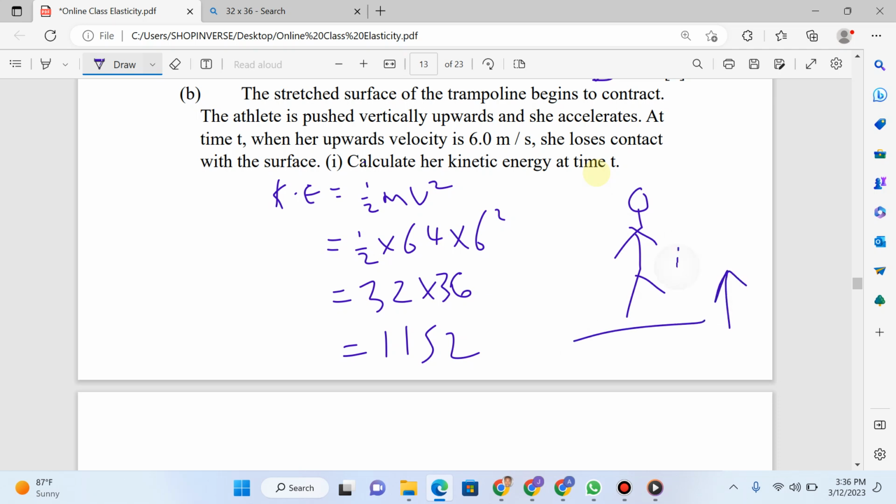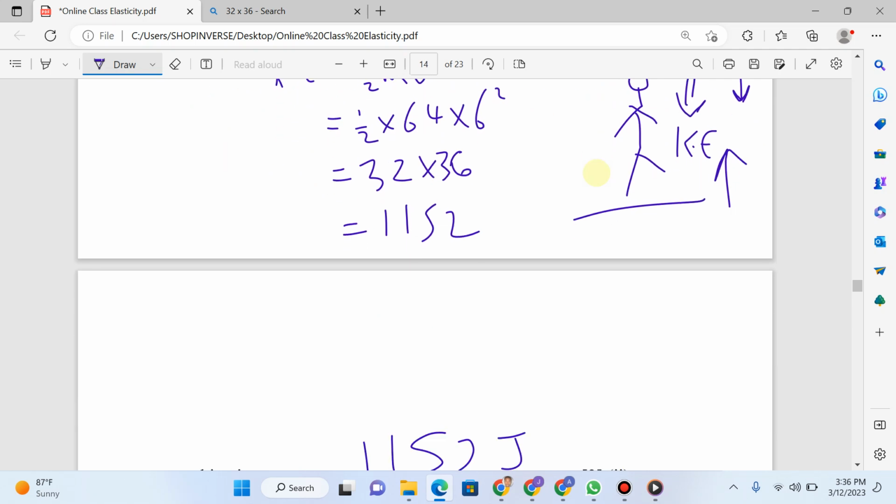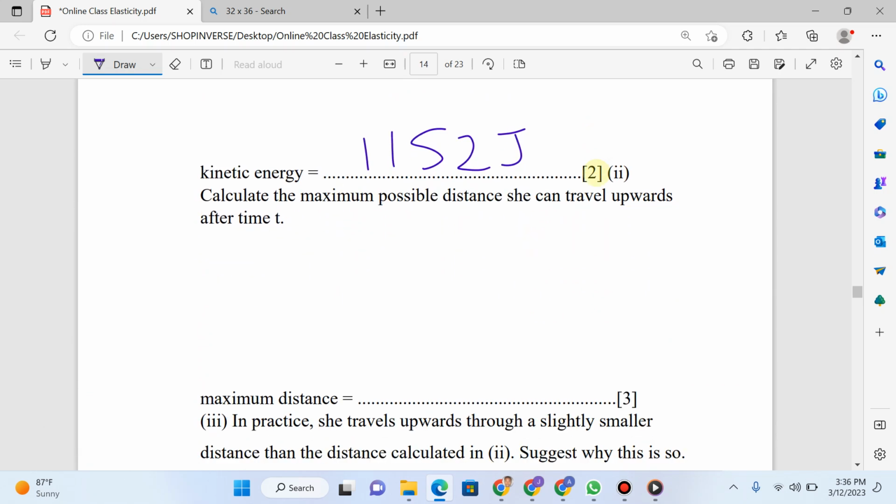Okay, so she now possesses kinetic energy, right? Take note that as she goes upward, the kinetic energy is being converted to what? All her kinetic energy is being converted to gravitational potential energy when she gets to the topmost level, before she then starts falling back downwards. To calculate the maximum possible distance, according to the law of conservation of energy, her kinetic energy will be converted to gravitational potential energy.